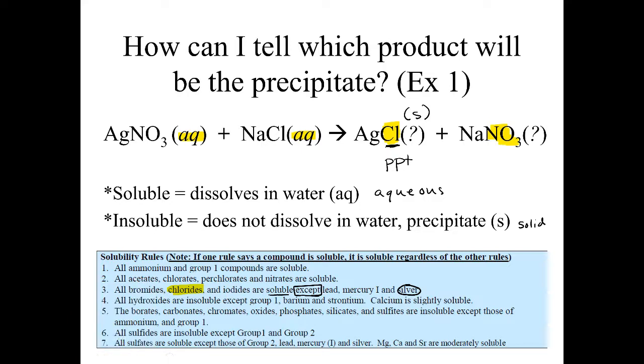So let's search our rules for nitrate. All right, so keep searching. It's on Rule 2, and it says all nitrates are soluble, no exceptions. So that means that Na and NO3 will stay dissolved and they'll be aqueous. We did have a precipitate, so yes, this reaction will occur.